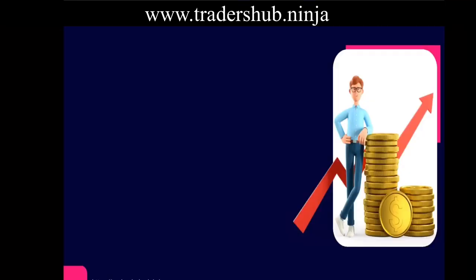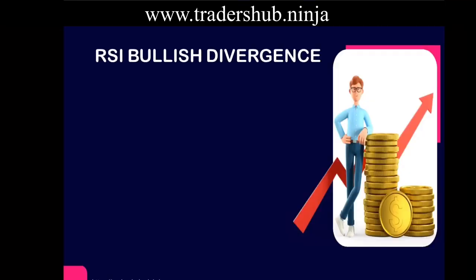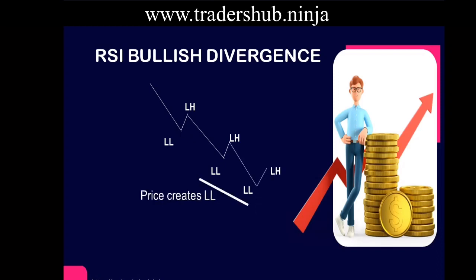Now we are going to learn about RSI bullish divergence. Previously there was a strong downtrend in the market marked by lower lows followed by a pullback resulting in lower highs. The market continued in the trend direction making lower lows followed by a pullback which resulted in lower highs. Toward the end of the downtrend, the market was making lower lows, but RSI was showing higher lows.